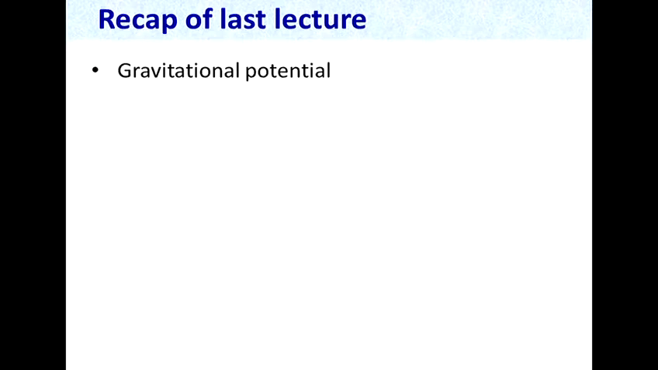Okay, just a quick recap. Last lecture we talked about the definition of gravitational potential. It is the work done by an external force per unit mass in bringing a test mass from infinity to a point in the G field without any change in the KE of the test mass.